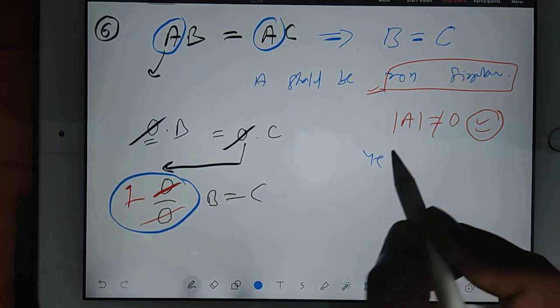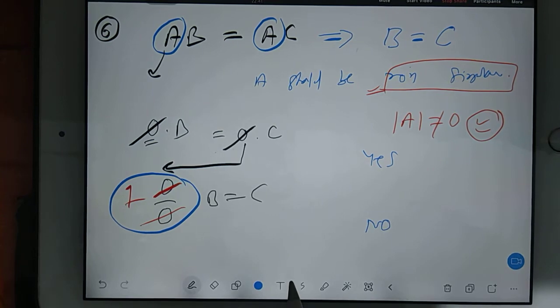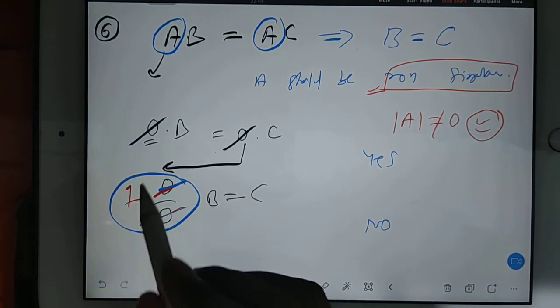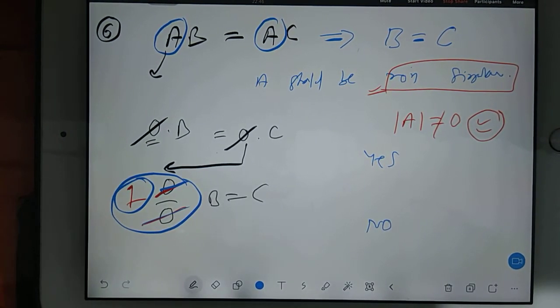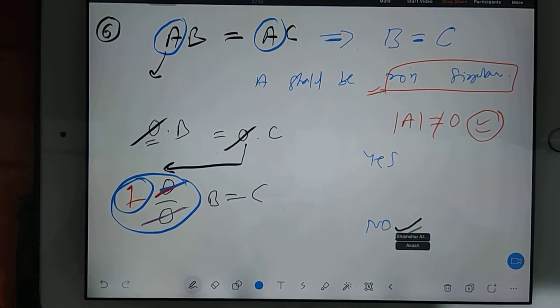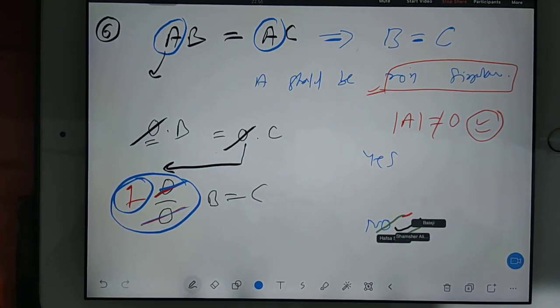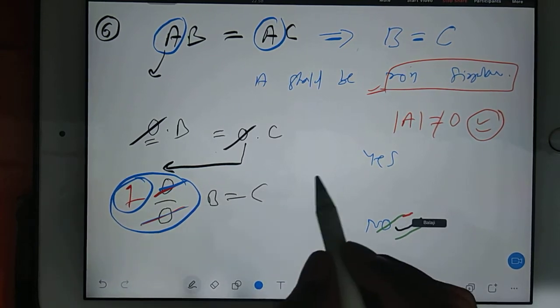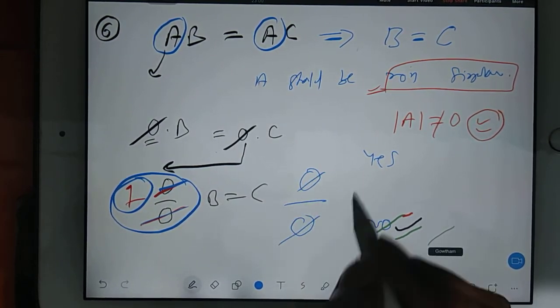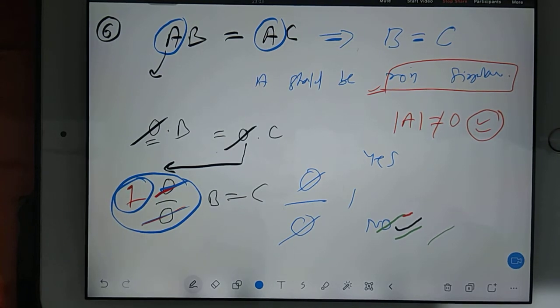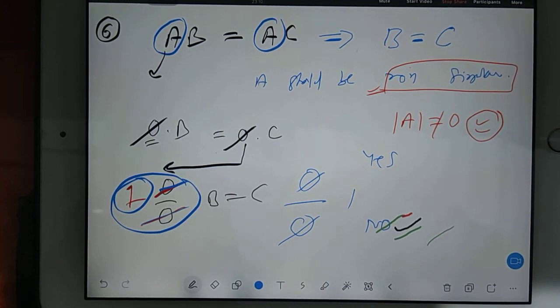How many of you agree? Put yes here. If not agree, put no. Do you think we can cancel 0 into 0 in one time? No? Why can't we cancel 0 by 0? Logic? Anyone?